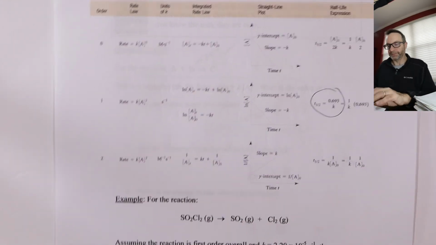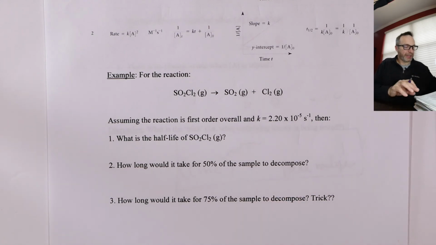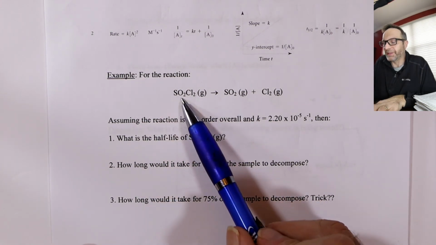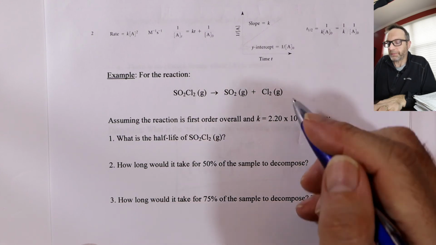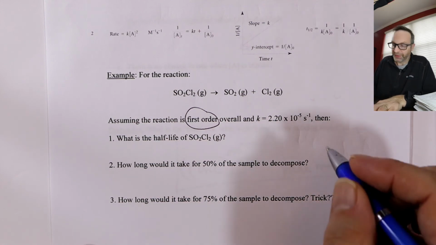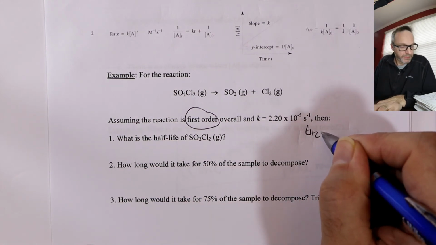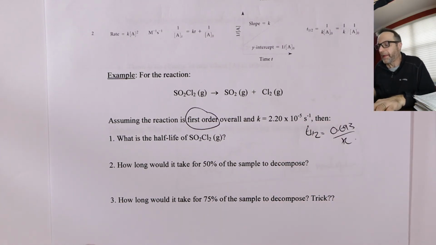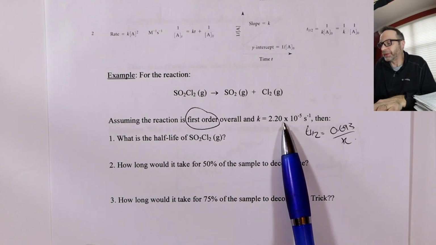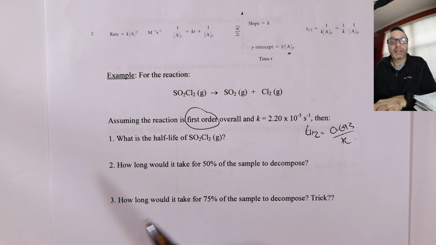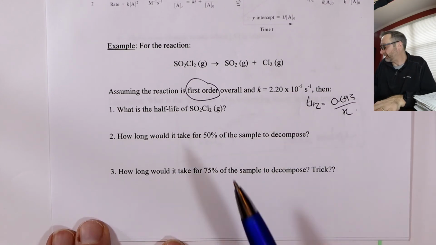Okay, now what we've got here is a deceptively simple question. So we have, for the reaction, this thing falls apart to make products. It's first order, so we're going to use the standard t a half equals 0.693 over k. So assuming this is first order, what's the half-life? That's easy, you just solve it. I'll give you a couple of minutes. Try to solve that, and then we'll go back.